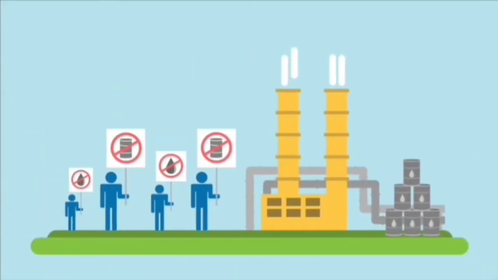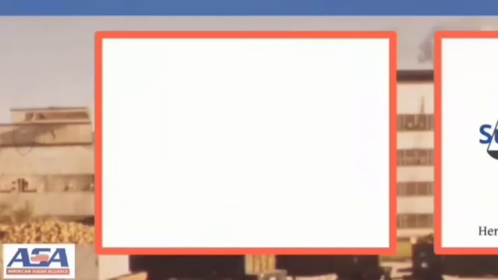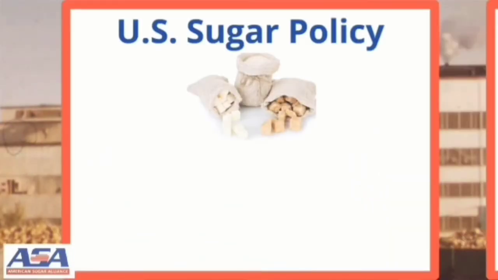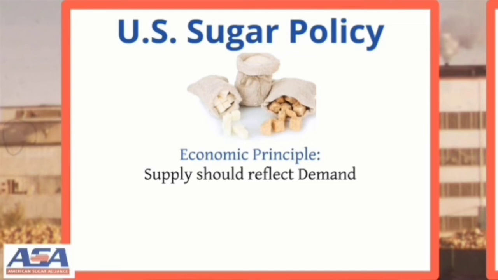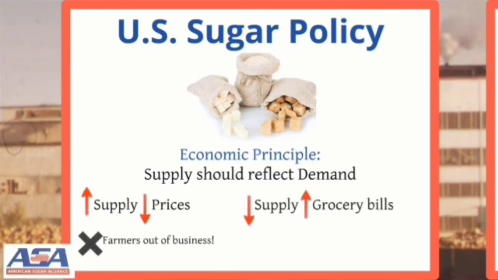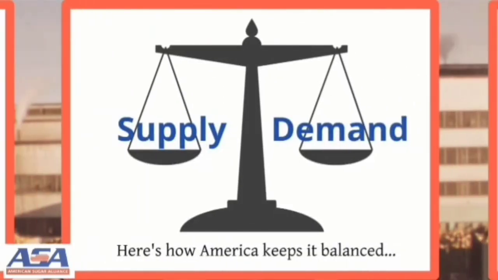History has shown over and over that targeting the producer of high-demand products has little to no effect on curbing consumption. U.S. sugar policy is based on the economic principle that supply should reflect demand. Too much supply and low prices put farmers out of business. Too little supply and consumers get burned with high grocery bills. Here's how America keeps it balanced.